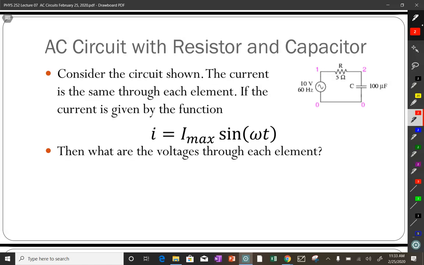So let's look at our first case here. This is an AC circuit with no inductor. So it's just an RC AC circuit. So in this case, if I have a current that is sinusoidal, so current is I max sine omega t, then what is the voltage across the resistor?